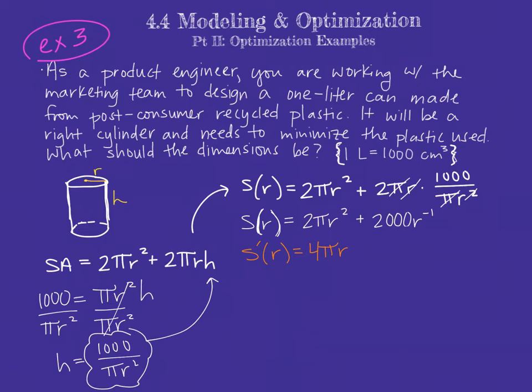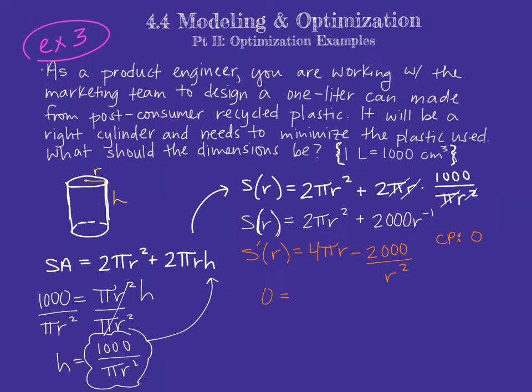Then, same thing over here, we'll have minus 2,000 r to the negative second, which I can write as over r squared. Now we want to find the critical points by finding where the first derivative, S prime of r, is equal to 0 or is undefined. Looking at this real quick, I note that this would obviously be undefined if r was 0, since r squared is the denominator. So I already know that one critical point is r equals 0, because that's where our first derivative is undefined, since r squared is in our denominator.